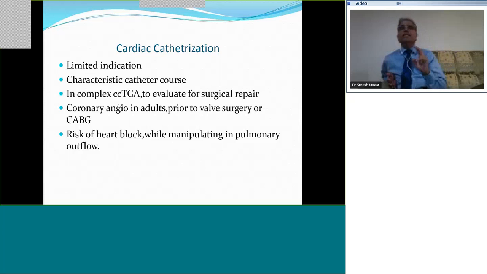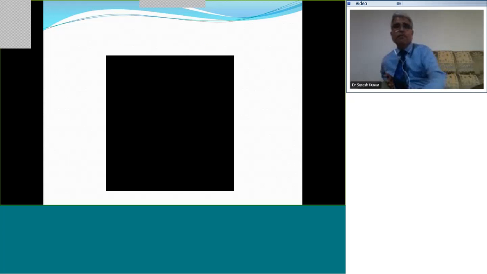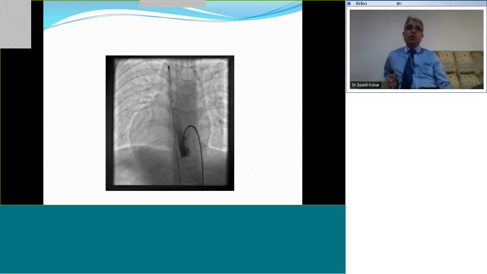Isolated valvar PS in corrected transposition is so uncommon. Quite often, it is associated with something else. So if you do a balloon valvotomy, you must be anticipating that there is a risk of AV block. I want you to look at this image.